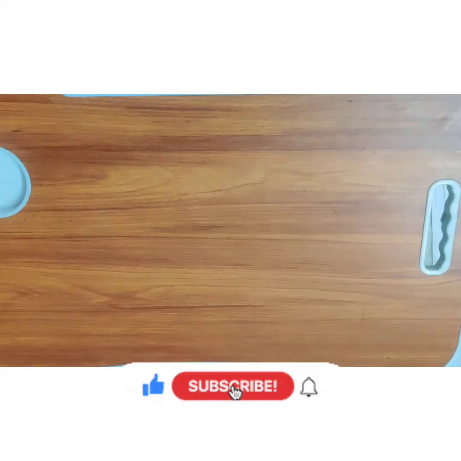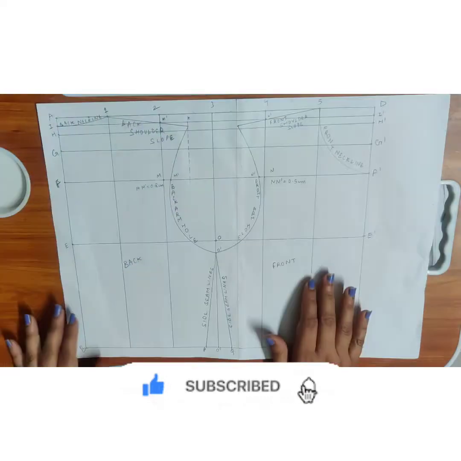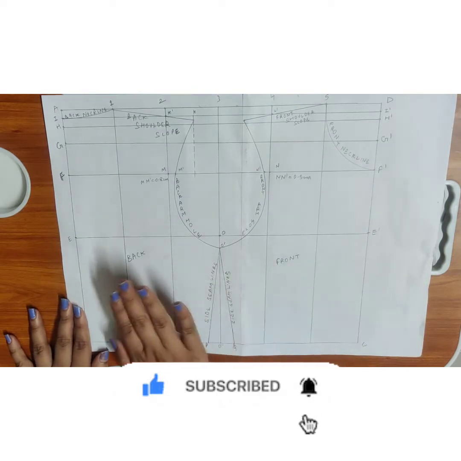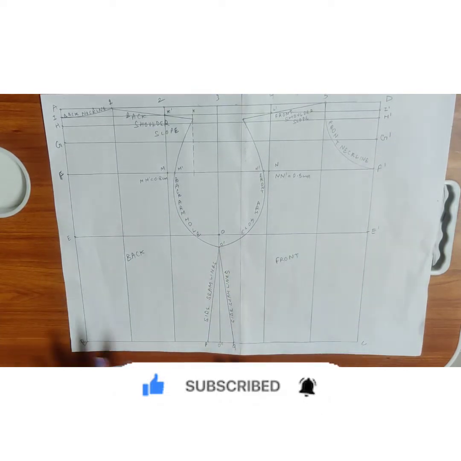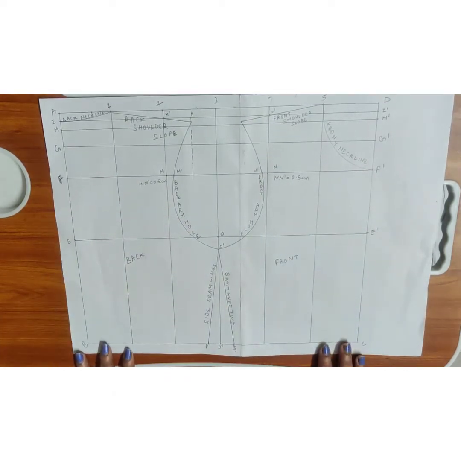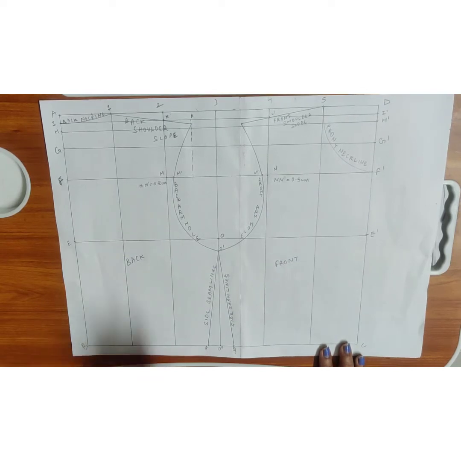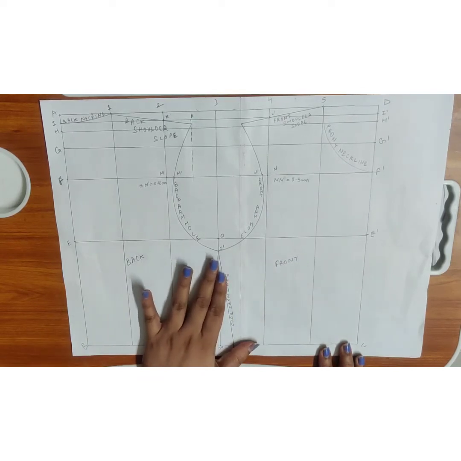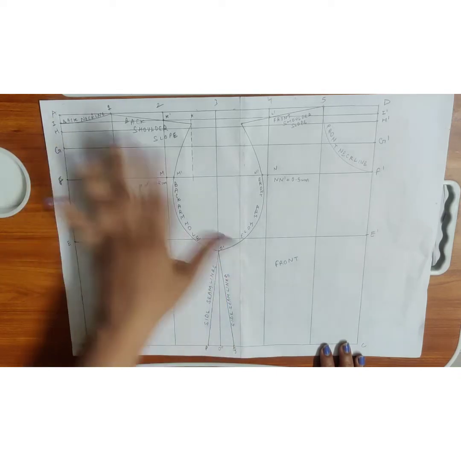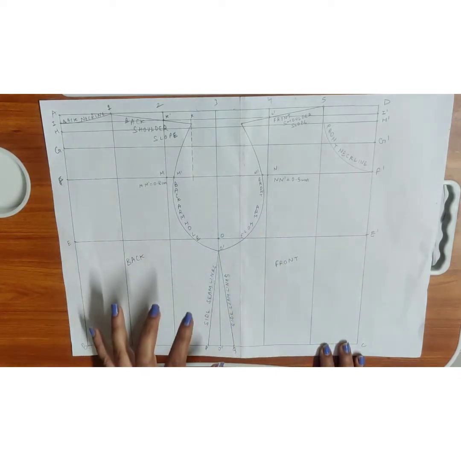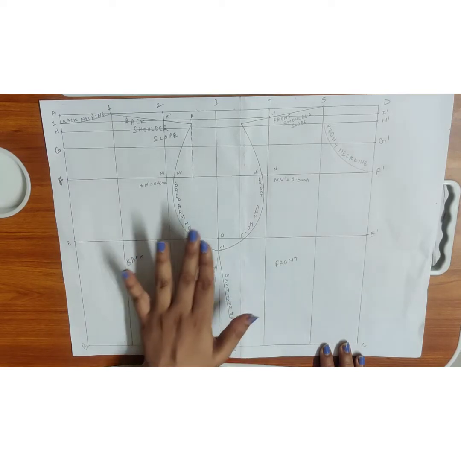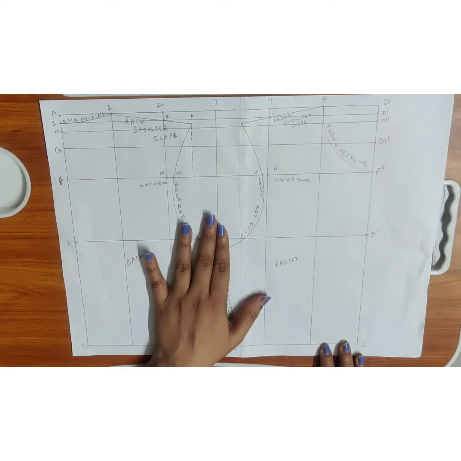Today we will learn how to trace or make a template or sloper out of this child bodice block. For that we require a drafting of the child bodice block. If you don't know how to draft this, you can check my previous video where I have taught you how to draw the drafting of the child bodice block. This is for a 5 year old child.